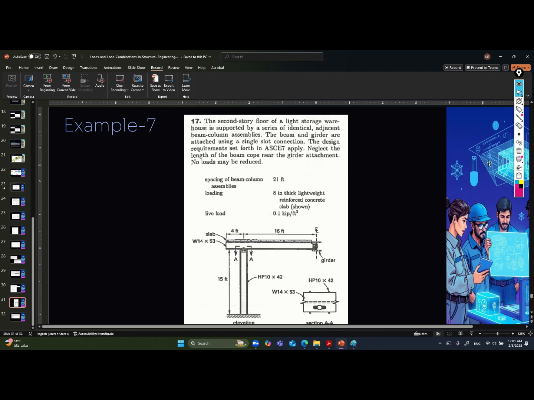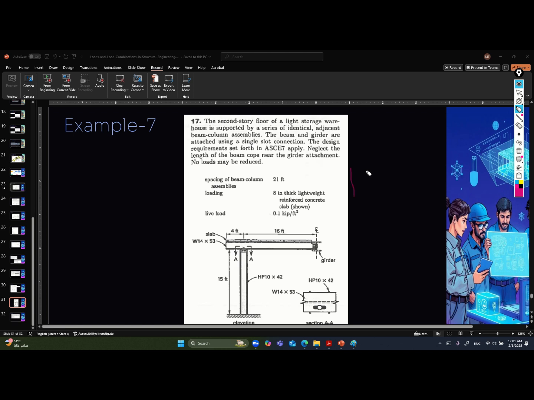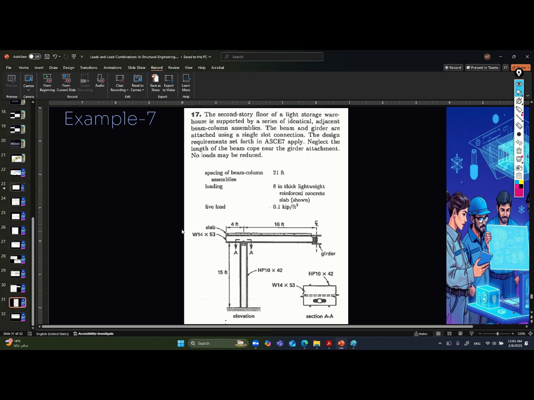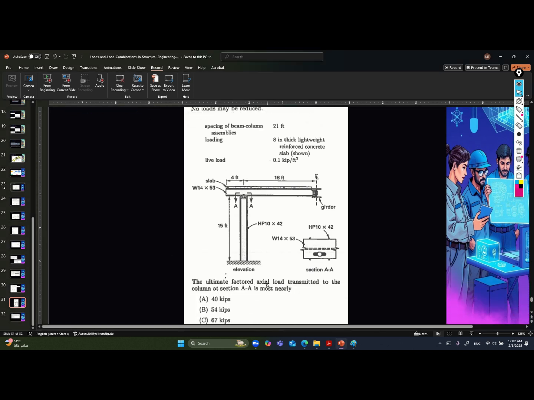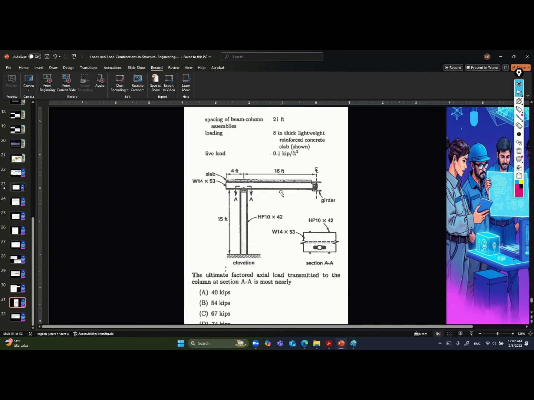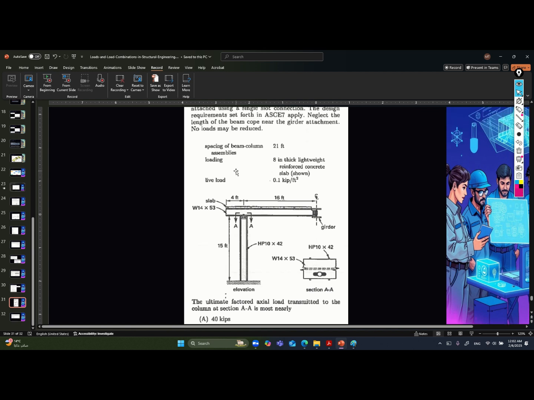So the values that you are going to use, the density, will be 120 PCF. That is very important because we are using the imperial units. And the spacing of the beam column assembly is 20 feet. So what does that mean? That this system will be repeated again each 20 feet, okay. The ultimate factored load actually transmitted to the column at section AA is most nearly. Okay, so you have a dead load, and you have a live load, and you have the span.